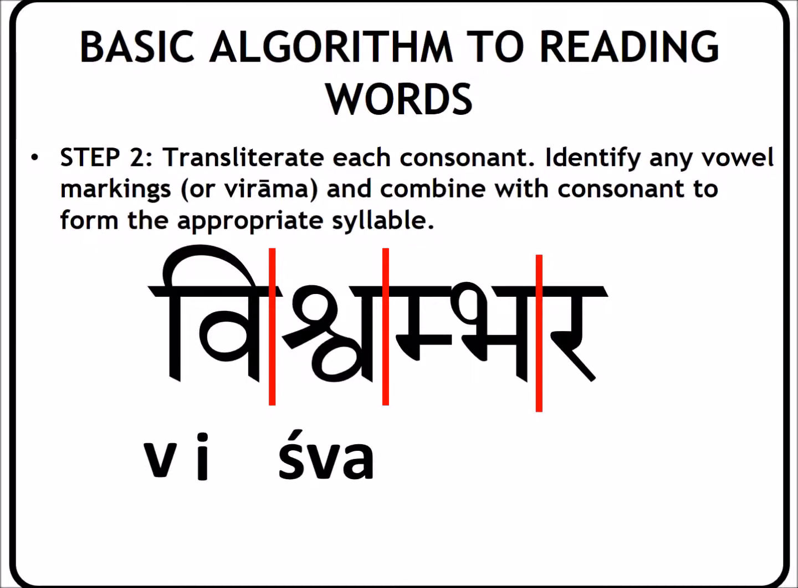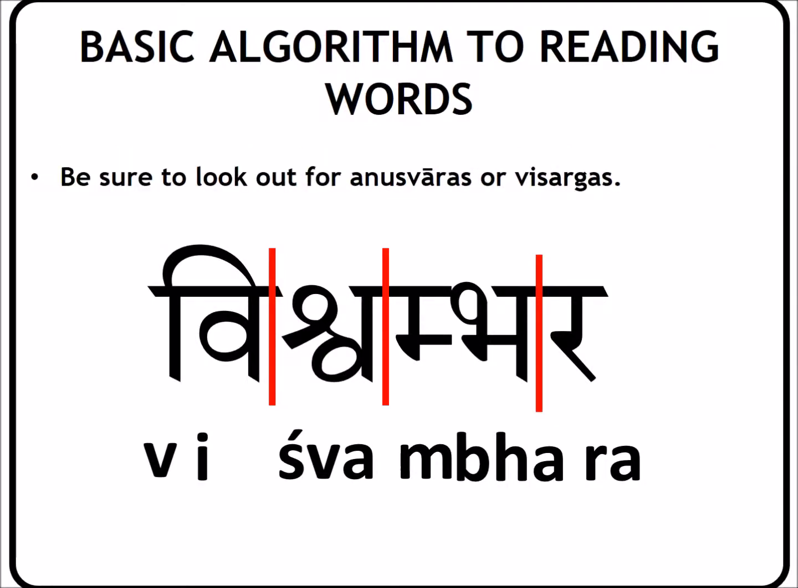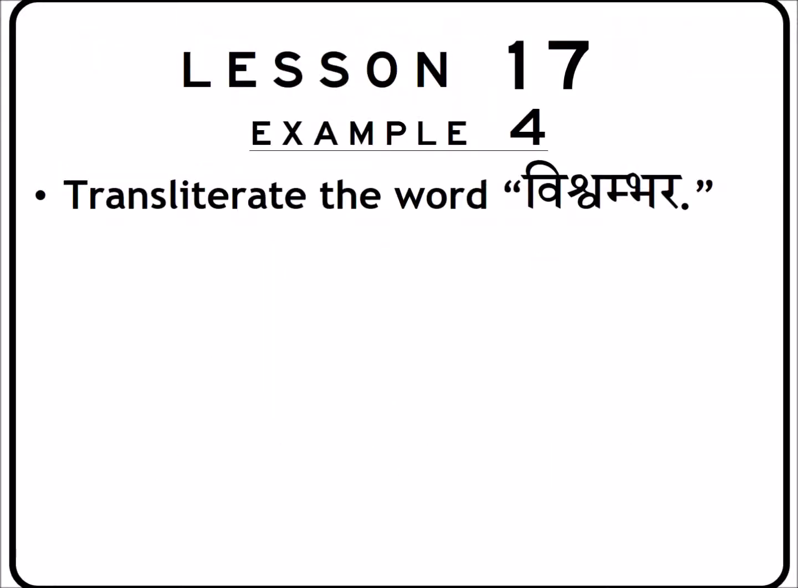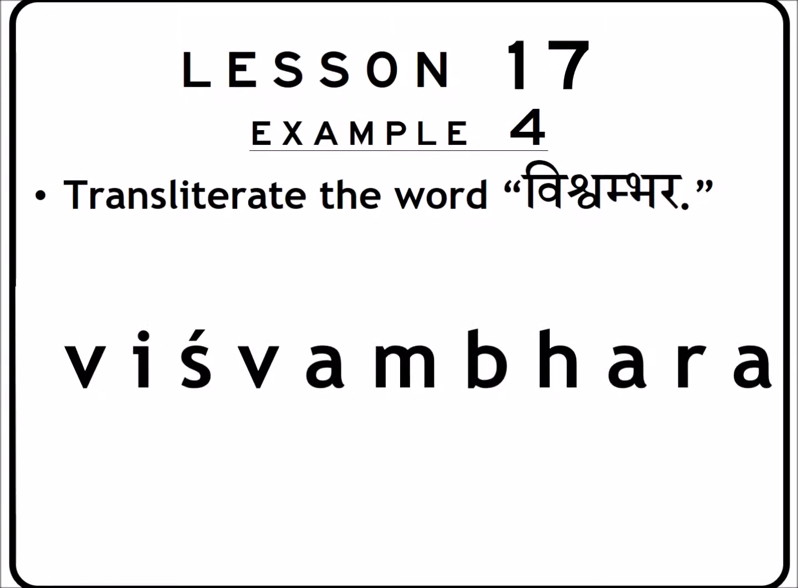The next character you see is another consonant cluster, and it is indeed a consonant cluster because you can see half of the letter ma that starts that cluster. And then to complete that cluster, you see the letter bha. So we write bha to get mbha. And then finally, the last letter is ra, nothing done to it. There are no anusvaras or visargas here in this word. So we read this word as Vishvambhara.